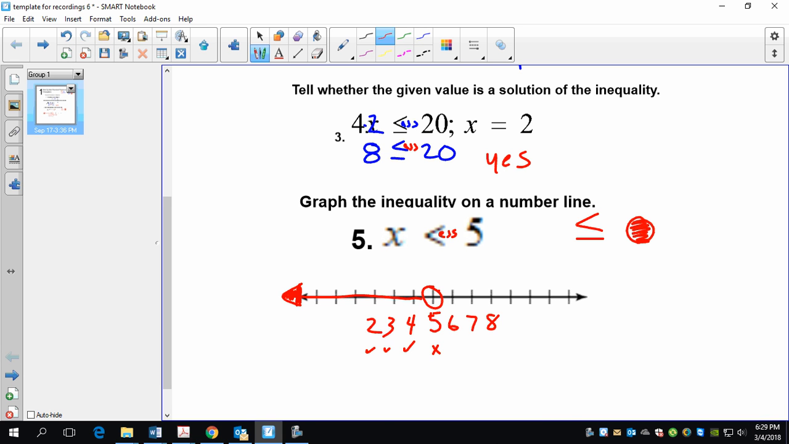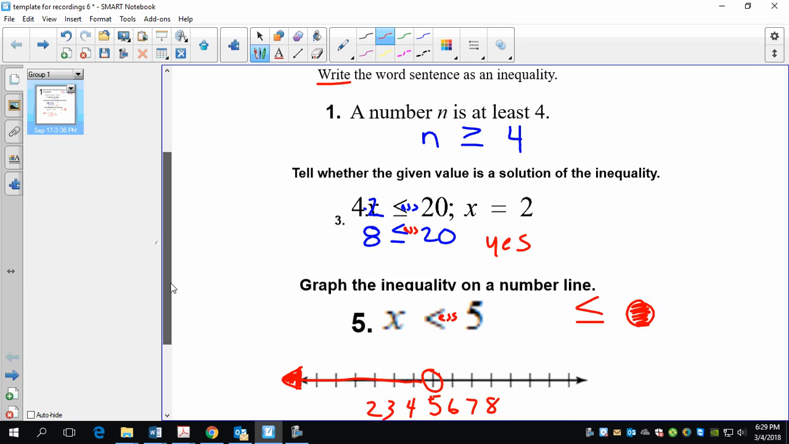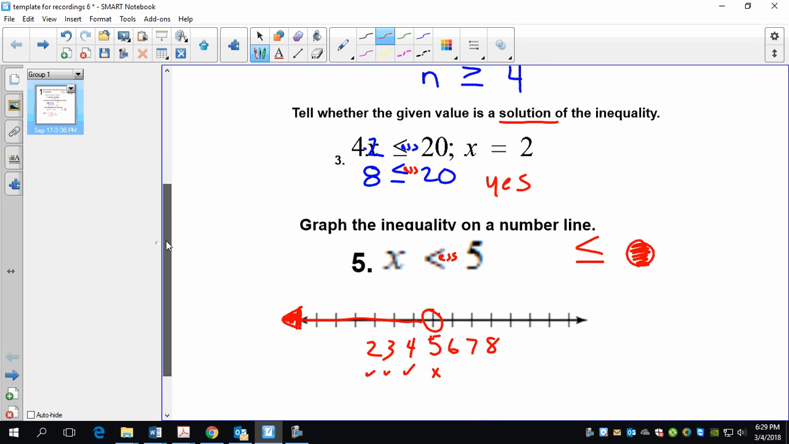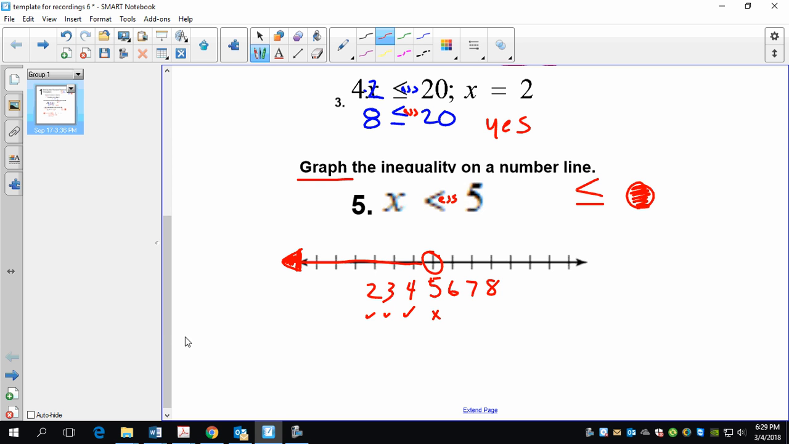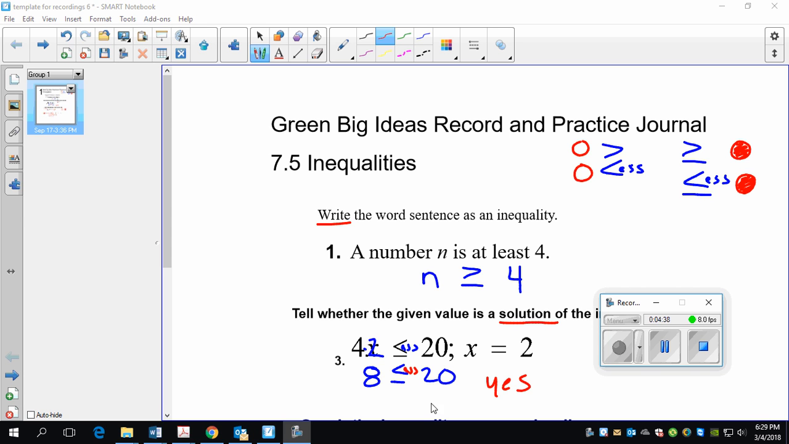So essentially, folks, 7.5 is 3 things. Write the inequalities, tell whether the inequality is a solution, so we have to solve the inequality, and then finally we have to graph the inequality on a number line. So write, solve, and graph your inequalities on 7.5.